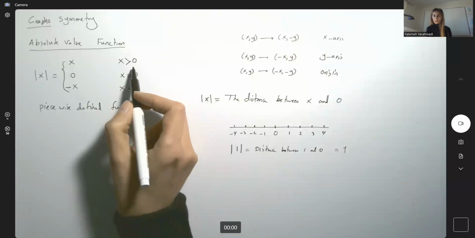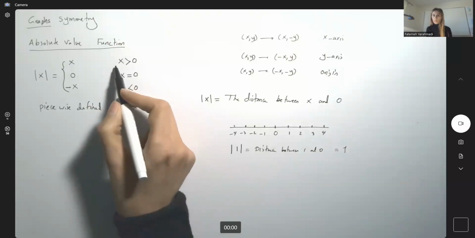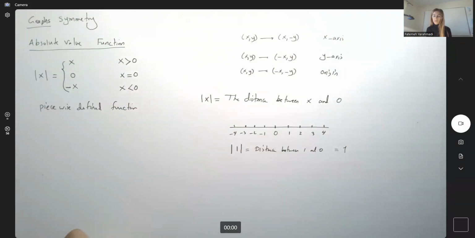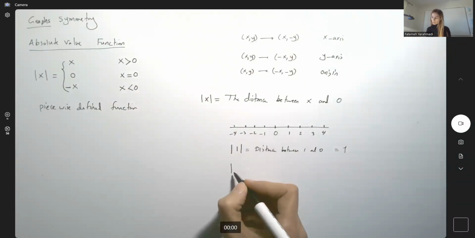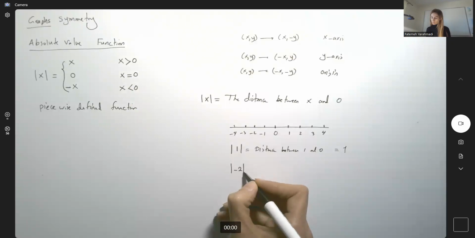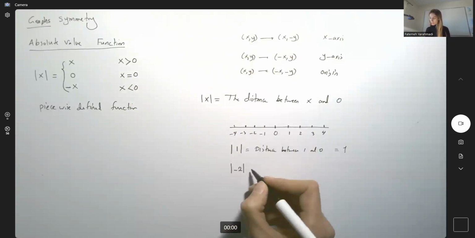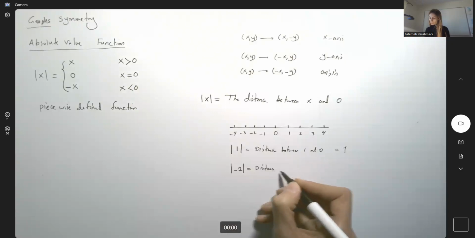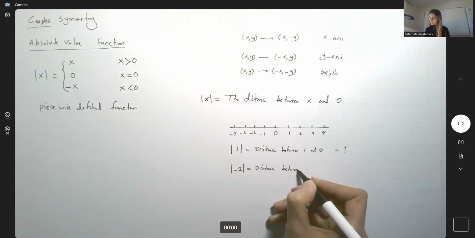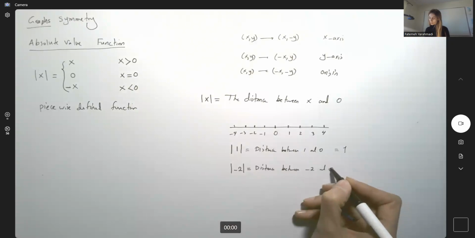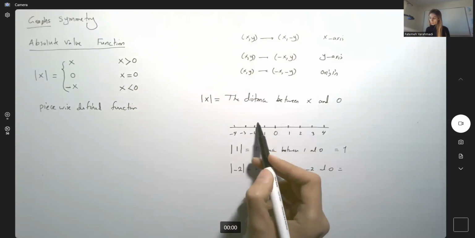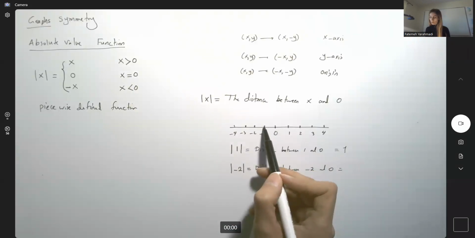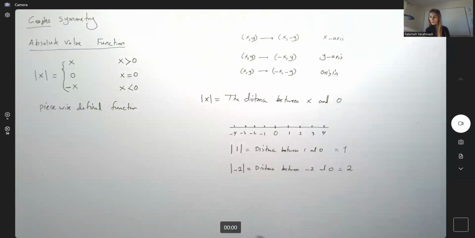And it satisfies this definition. Since 1 is a positive number, the absolute value of 1 is equal to 1. What if I ask you to find the absolute value of -2? By definition, the absolute value of -2 is the distance between -2 and 0. But what is the distance? The distance cannot be a negative number. 1 unit, 2 units, it's equal to 2.